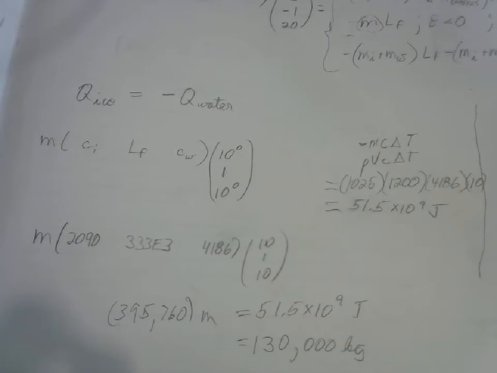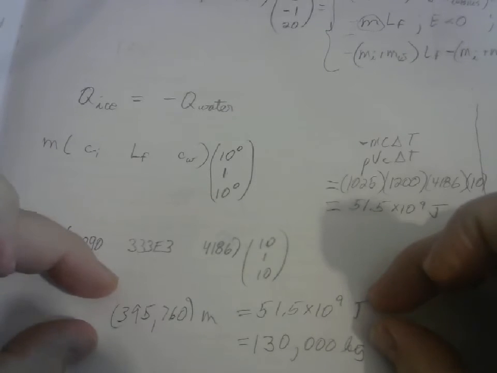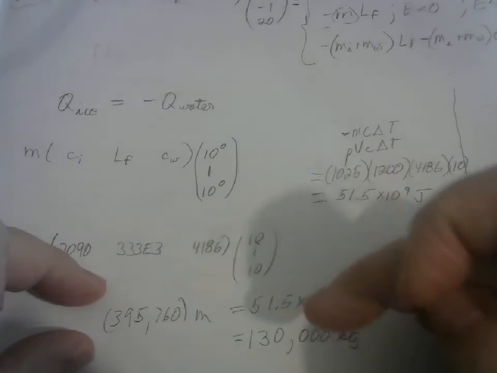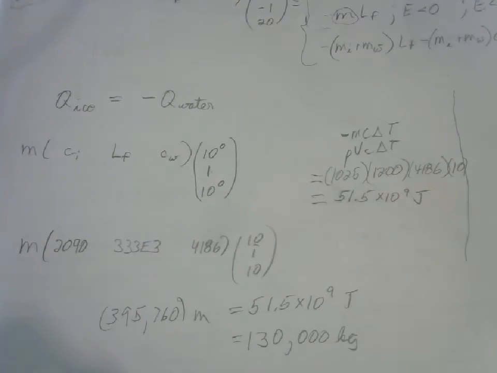395,760, and our final calculation turns out to be just a division. We just take this number and divide by this number and get that number.